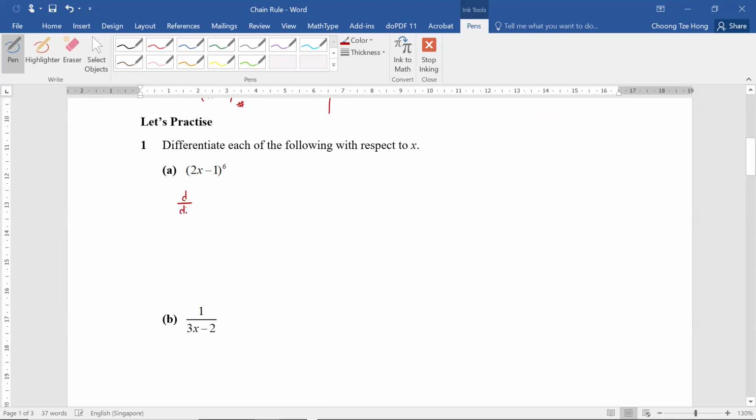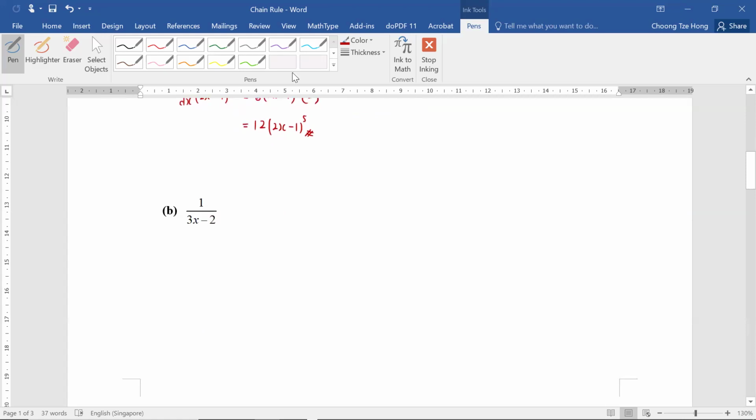So d over dx of (2x minus 1) to the power of 6. The mechanics is the power goes in front, reduced by 1, so 6 becomes 5, and then you differentiate inside the bracket. If you differentiate 2x minus 1, you end up with 2, so you multiply the 2 behind. This is how the chain rule works, so this will be the answer. It's not difficult at all.